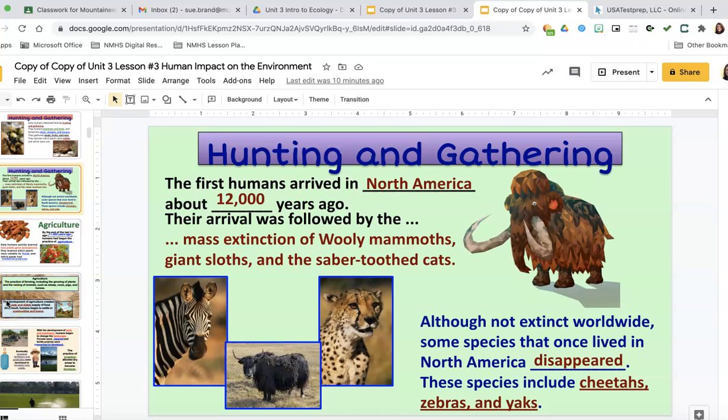The first humans arrived in North America about 12,000 years ago. Their arrival was followed by the mass extinction of woolly mammoths, giant sloths, and saber-toothed cats. Although not extinct worldwide, some species that once lived in North America disappeared. These species include cheetahs, zebras, and yaks.